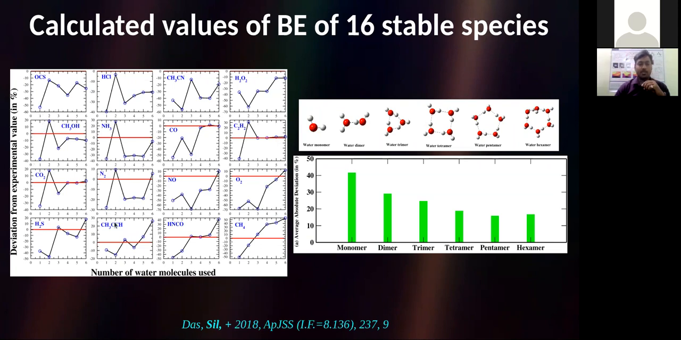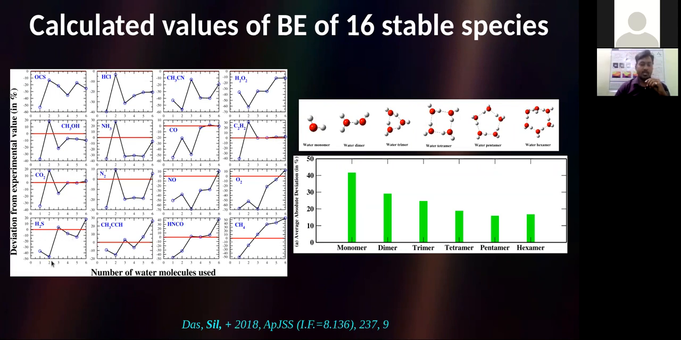In this curve you can see that we consider different water clusters as interstellar grain mantle to check the binding energy of these species. And from this plot you can see that the x-axis is the increasing number of water molecules in the cluster, 1 2 3 4 5 6, and the y-axis is the deviation from experimental binding energy value, and the red line shows the zero deviation.